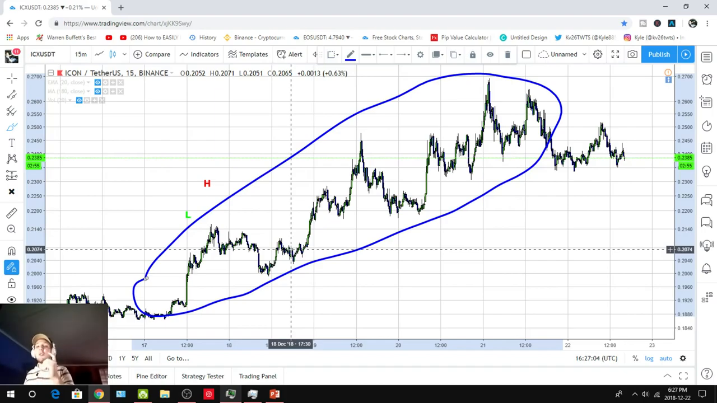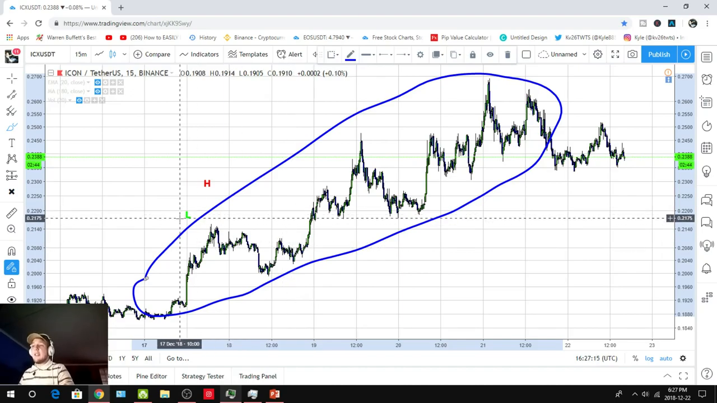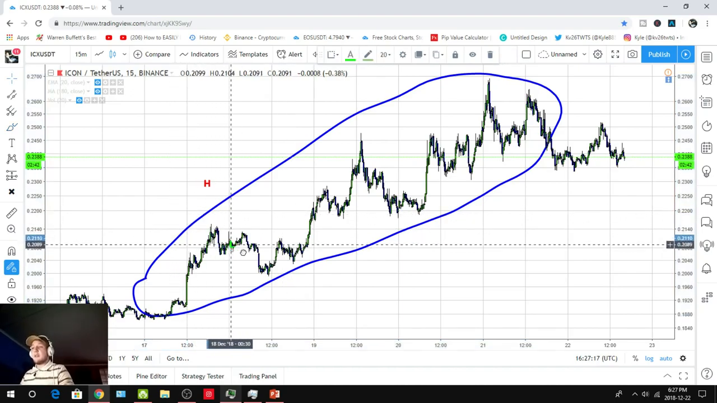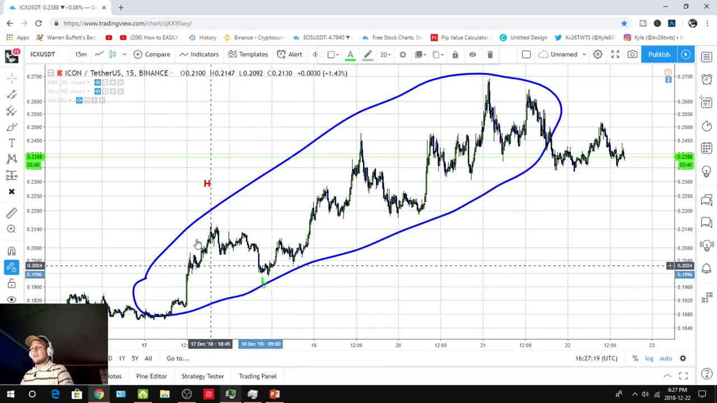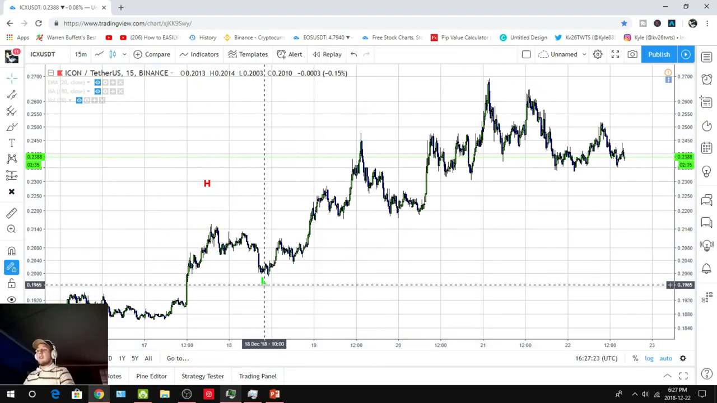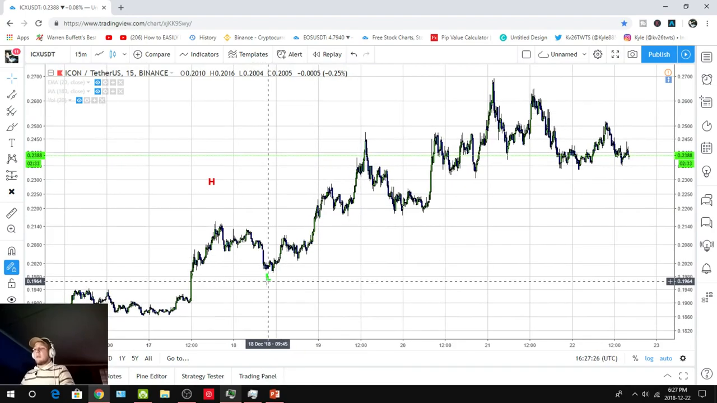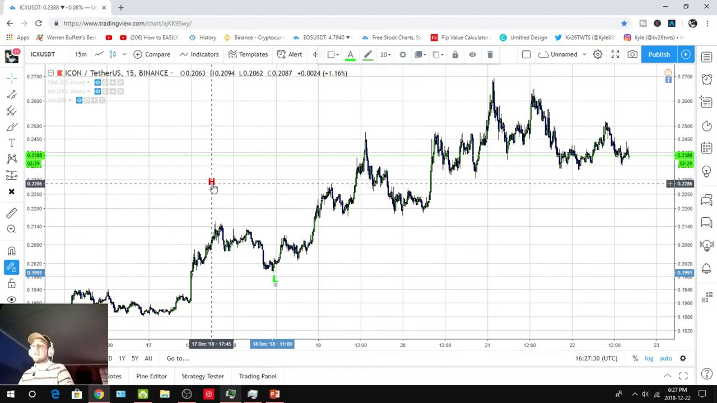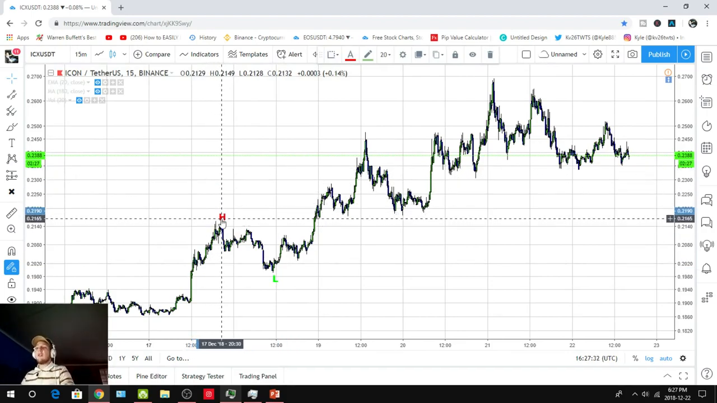Now in the blue circle, we need to identify the highest point and the lowest point when it was trending in the upward trend. We need to identify that right now, and then we're going to do it. That's our low point. We're going to take the blue line away. That's our low point, correct? We know that's the lowest point, and there's our high point, correct?